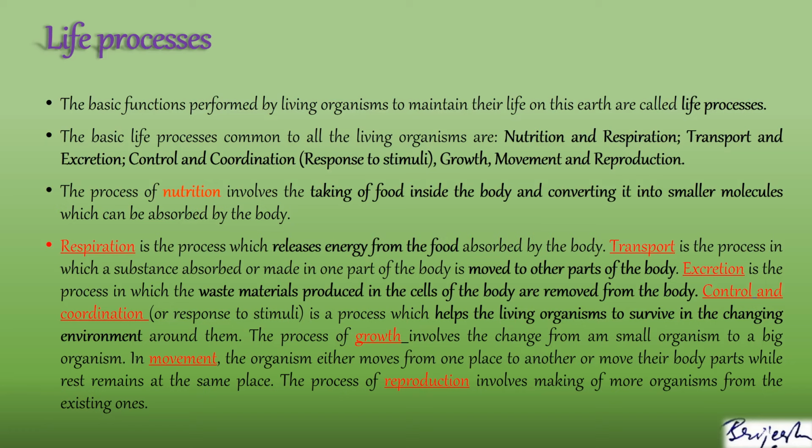Coordination and control is a process which helps the living organism to survive in the changing environment around them. The process of growth involves the change from a small organism to a big organism. In movement, the organisms either move from one place to another or move a body part, while the rest remains at the same place. The process of reproduction involves the making of more organisms from the existing ones.